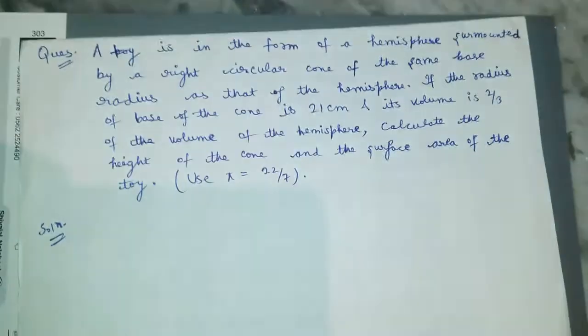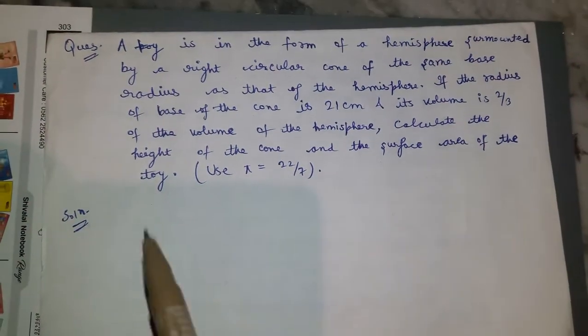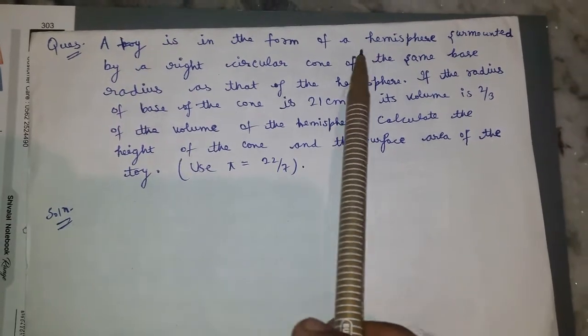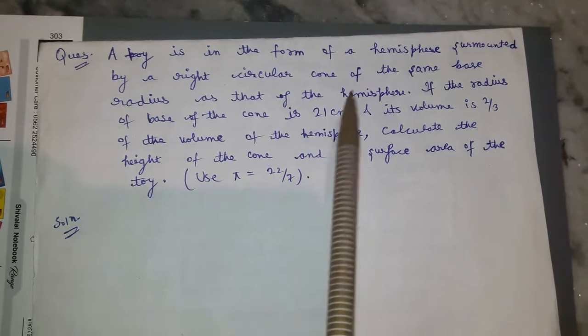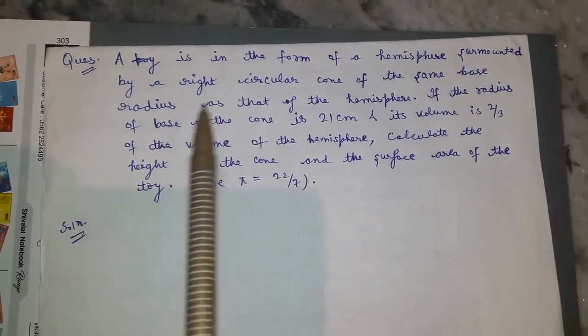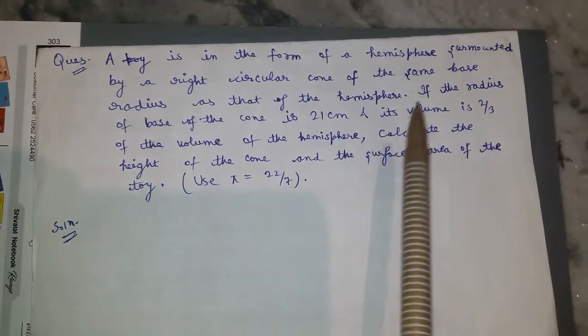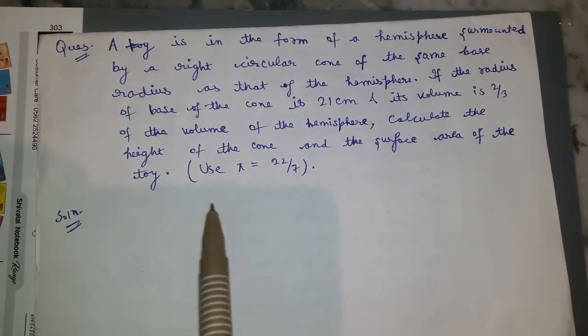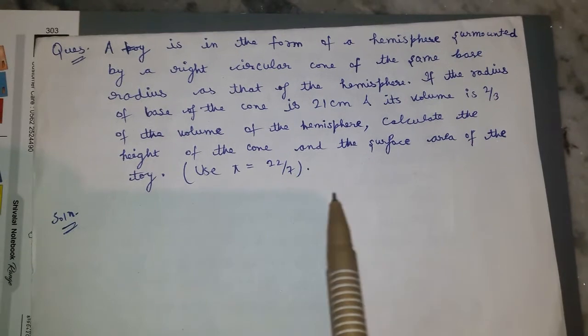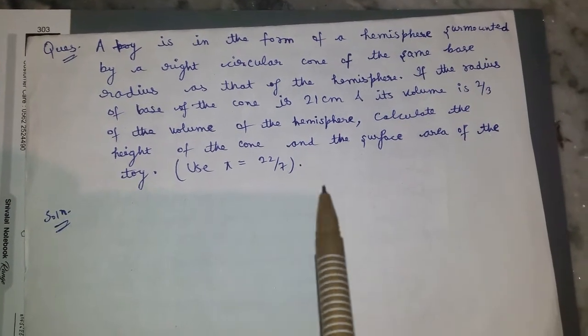Okay, thank you. Hello. So the question is, a toy is in the form of a hemisphere surmounted by a right circular cone of the same base radius as that of the hemisphere. If the radius of base of the cone is 21 centimeter and its volume is 2 by 3 of the volume of the hemisphere, calculate the height of the cone and the surface area of the toy and use the value of pi as 22 by 7.